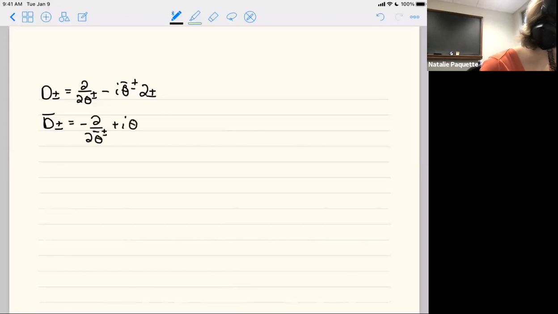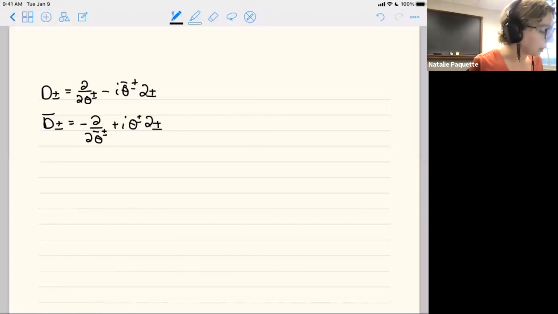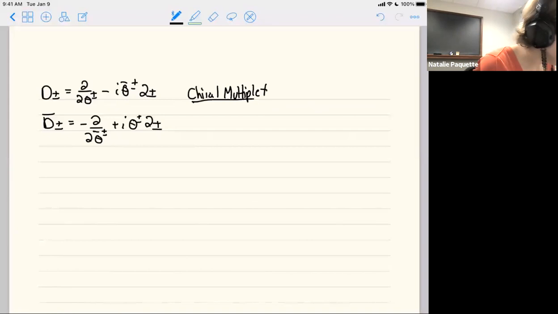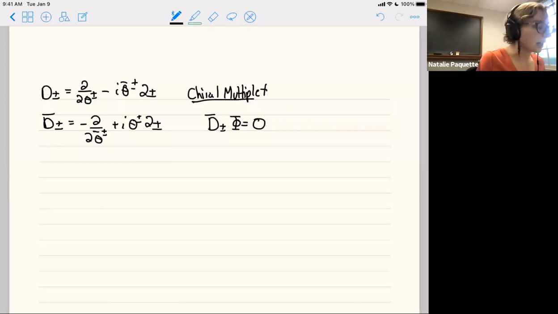They satisfy very similar commutators to the supercharges with things like the Hamiltonian and the momentum. And in fact, the supercharges can be written in a superspace language by exchanging the relative minus signs here. So make the top one a plus and the bottom one a minus. But these things commute with the supercharges. And in terms of these things, I can define a chiral multiplet to be a superfield that satisfies D bar plus equals zero. And its complex conjugate, the anti-chiral multiplet, will satisfy the conjugate condition.